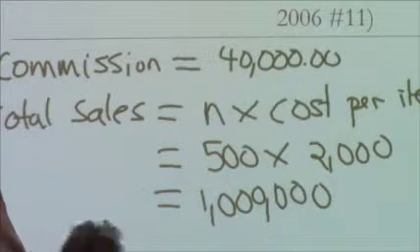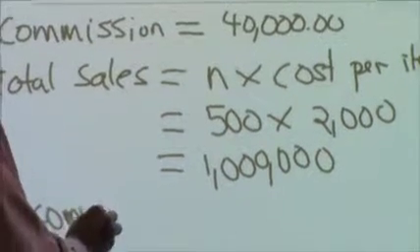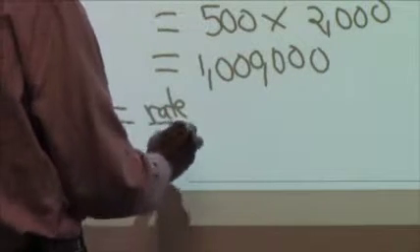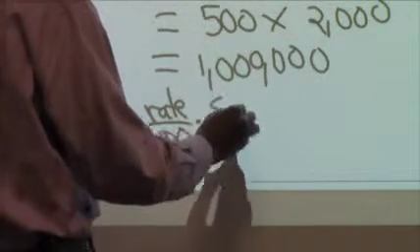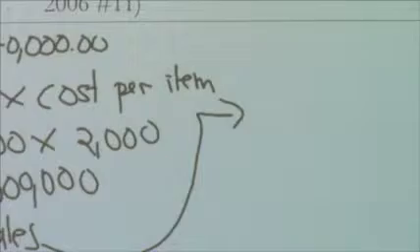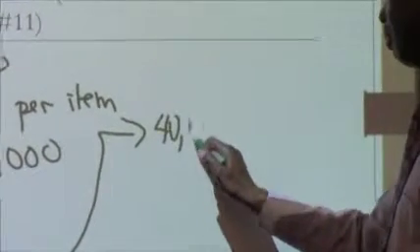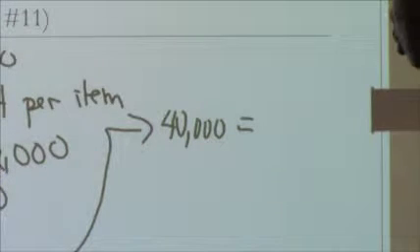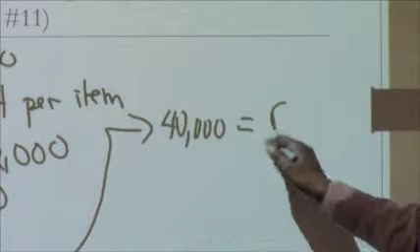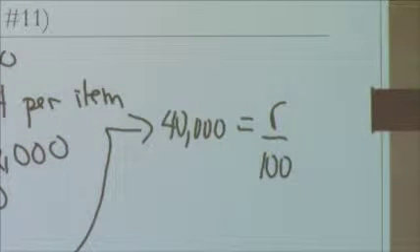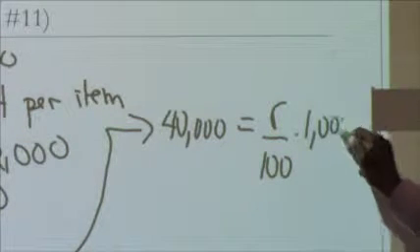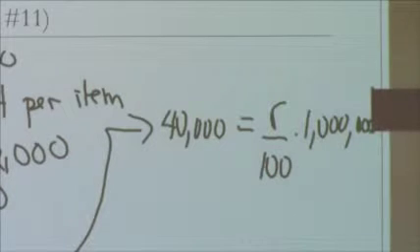Now we know that by formula, the commission, abbreviated C, is equal to the rate over 100 times the sales. So what do we have in this problem? Do we have the commission? Yes, our commission is 40,000. Do we have our rate in this case? No, we don't know the rate. So R over 100 times our total sales. Do we know our total sales? Our total sales was 1 million. So we can solve this.